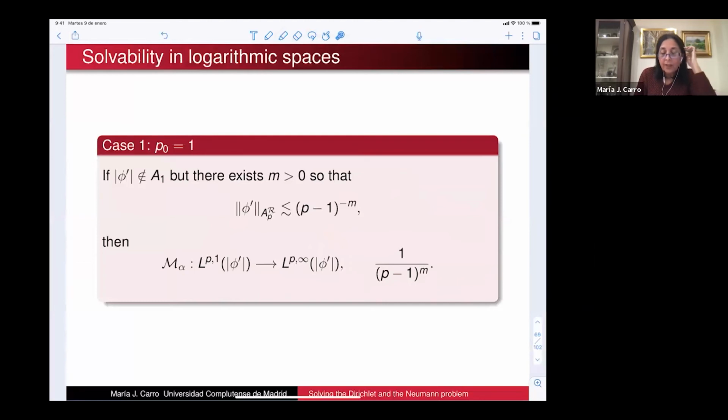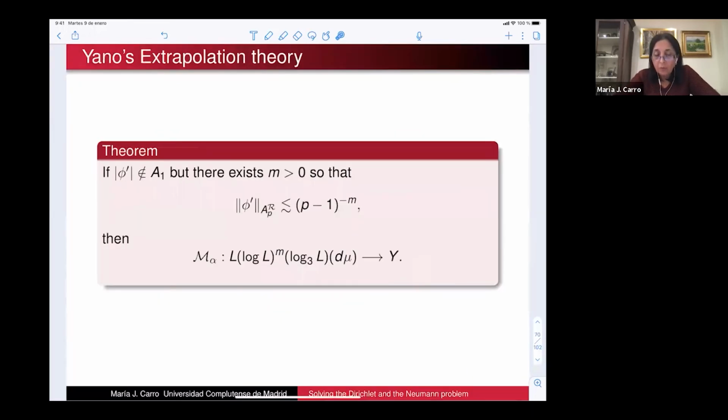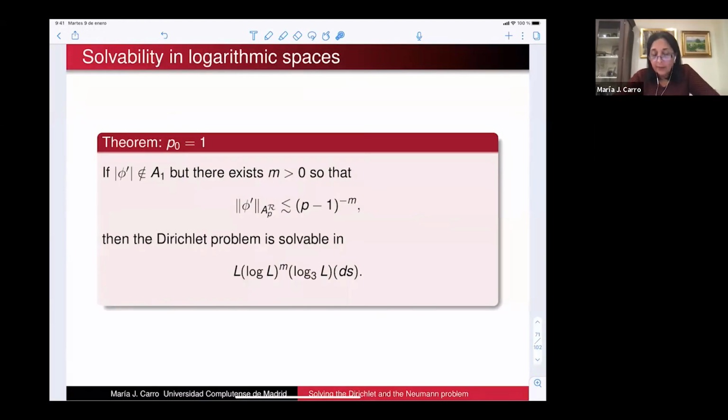And the conclusion is that if we are in the case where the Jacobian is not an A1 weight, but we know the behavior of the constant, then the non-tangential maximal operator satisfies exactly the hypothesis of the previous result. And as a consequence, we know that it is going to be bounded from this logarithm space into a reasonable space Y. And the corollary is that under that situation, the Dirichlet problem is solvable. It's not solvable in L1, I insist, okay?